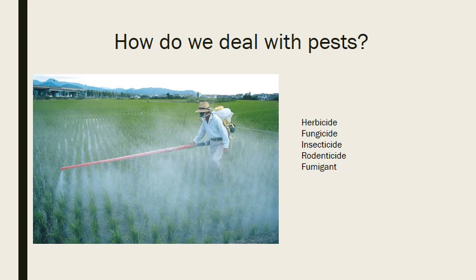We can also break them down into smaller categories, and those smaller categories are specific to what it's trying to kill. So we're looking at herbicides for plants, fungicides for fungi, insecticides for insects, and rodenticides for rodents. Fumigants tend to be large scale. They're not very targeted to one specific type of organism. They're the kind of catch-all, whatever you put it on, it will kill it.